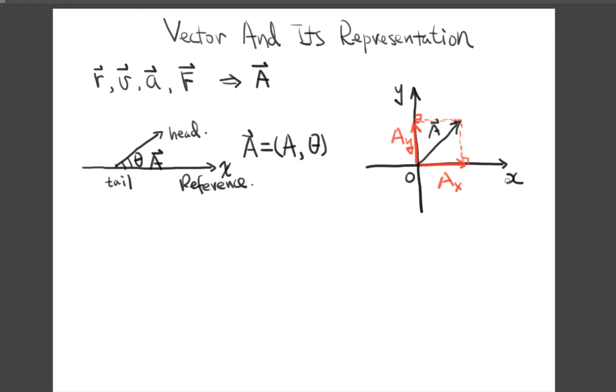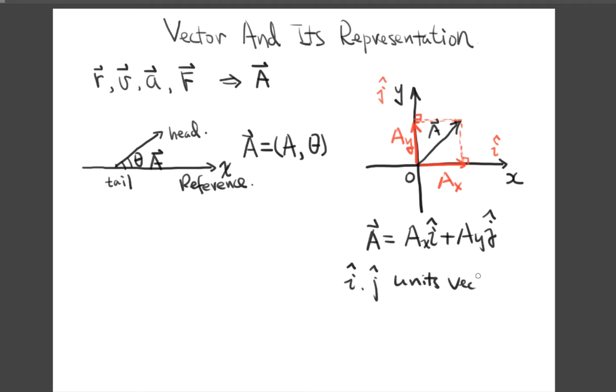We'll also represent the unit vector along the x-axis as i hat, and j hat for the y direction. Then we can write vector A as ax i hat plus ay j hat. So again, i hat and j hat are unit vectors along the x or y directions.